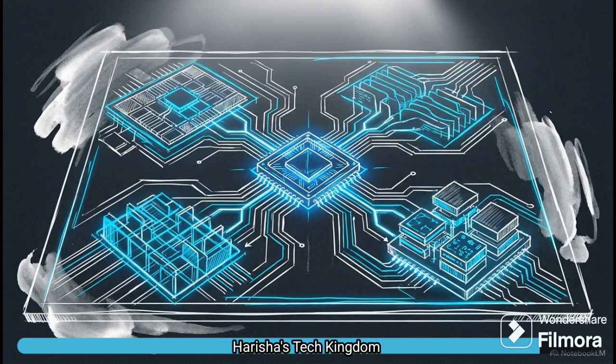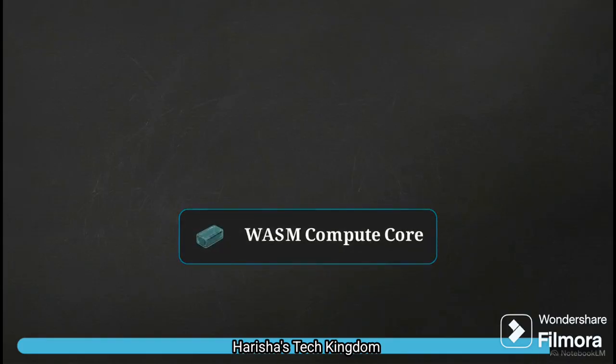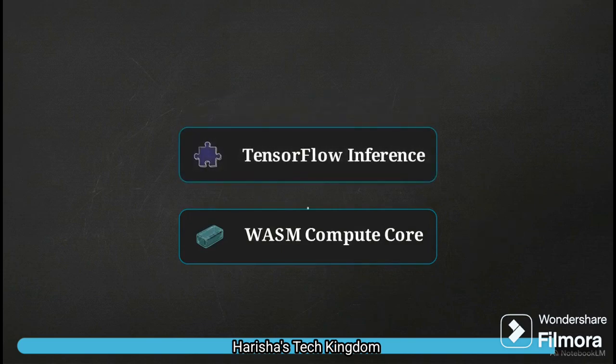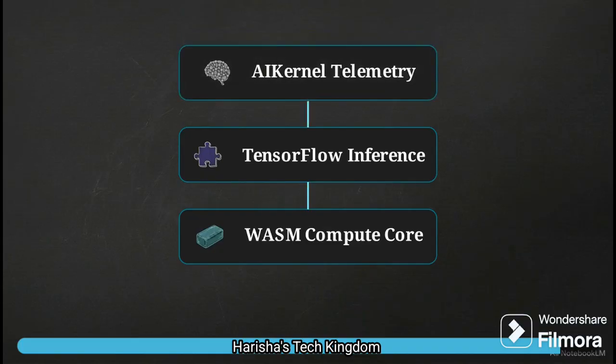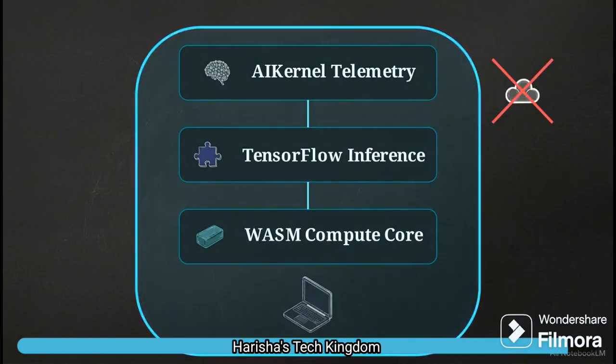Pulling back to a macro-level view allows us to see how these isolated components function together. This stack's foundation is the WebAssembly compute core, securing zero-latency local rendering. The TensorFlow inference layer slots on top, automating complex tasks. Finally, the AI kernel telemetry layer completes the stack, mitigating cognitive friction. A unified boundary safely encompasses this isolated client.